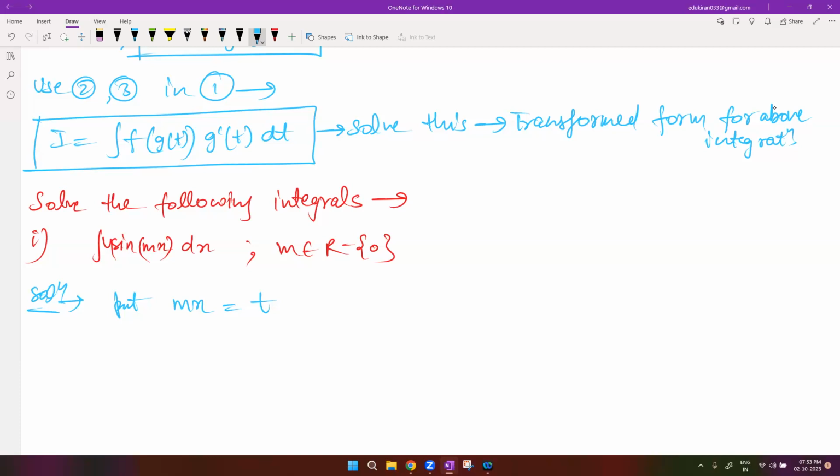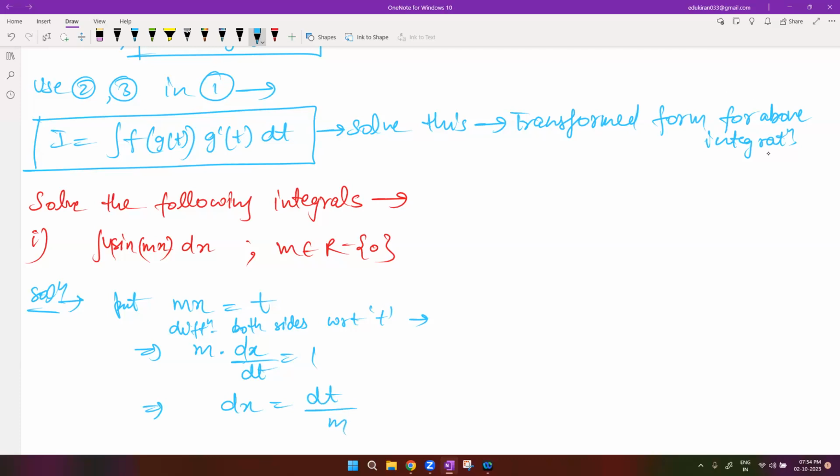No problem. So if we are putting this mx as t, then I can differentiate both sides with respect to t. This becomes m into dx by dt, because m is a constant, and differentiation of t with respect to t is 1, which means that the value of dx is nothing but dt by m.